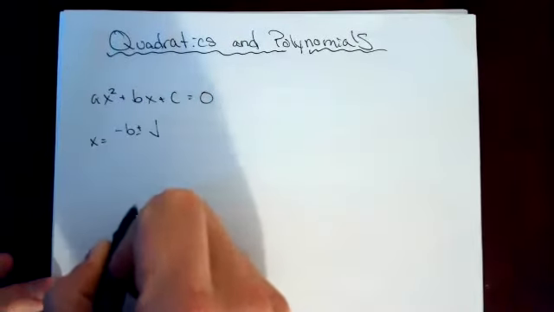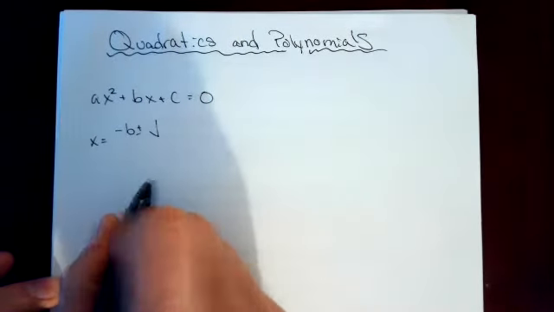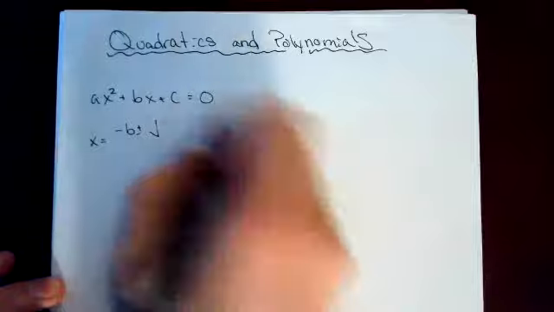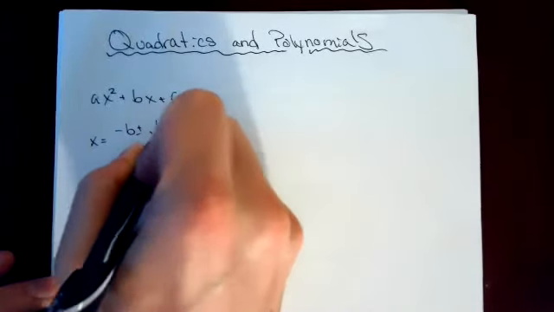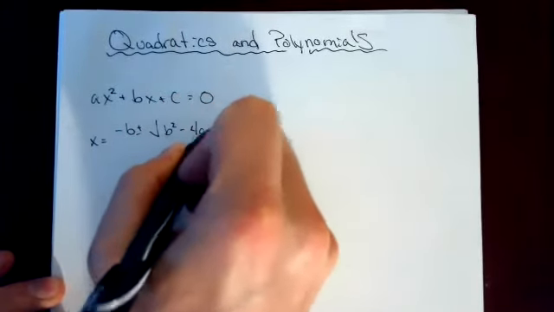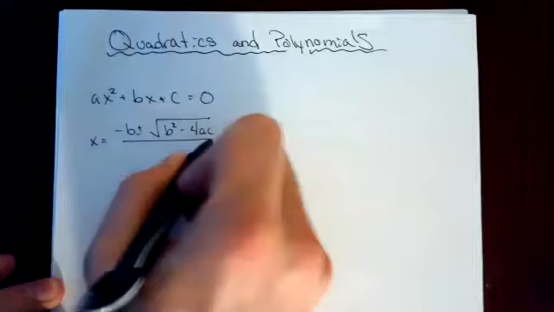And so our quadratic formula, the solutions to this equation, is going to be the opposite of b, negative b, plus or minus the square root of b squared minus 4ac, all over 2a.